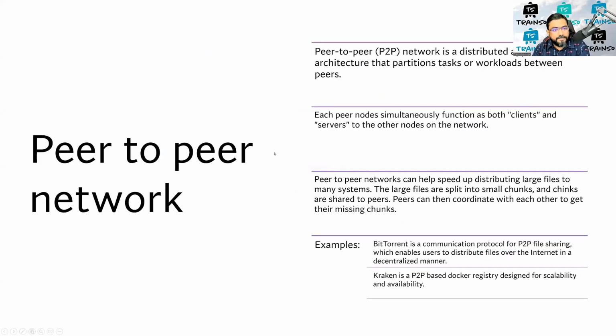So this is another model, the peer-to-peer network model. A peer-to-peer network is a distributed application architecture that partitions tasks or workloads between peers. Each peer simultaneously functions both as client and server to other nodes on the network. Peer-to-peer networks can help speed up distributing large files to many systems. The large files are split into small chunks, and chunks are shared to peers. Peers can then coordinate with each other to get their missing chunks.